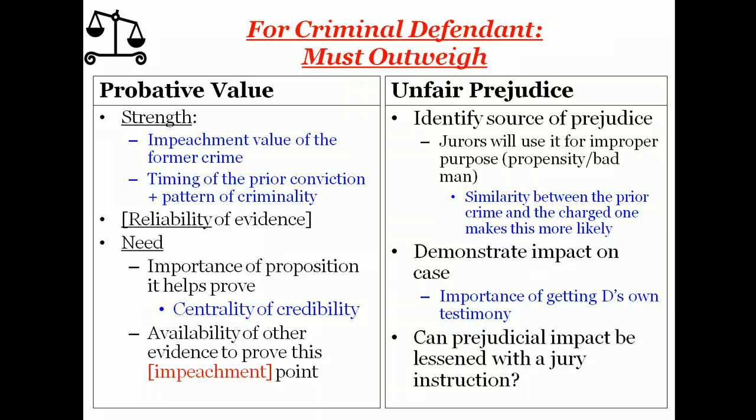On the unfair prejudice side of the balance, the source of the prejudice, especially when the criminal defendant is the witness, is always going to be the same: the risk that the jury will use the evidence for its improper purpose as proof that the defendant is prone to commit crimes or is a bad man who ought to be in prison regardless. When the prior crime is very similar to the charged crime, this problem is even greater. The risk of prejudice is higher. So you see the similarity factor on the unfair prejudice side of the balance. And then in terms of the impact on the case, you'll see the importance of getting the defendant's own testimony factor there as well.